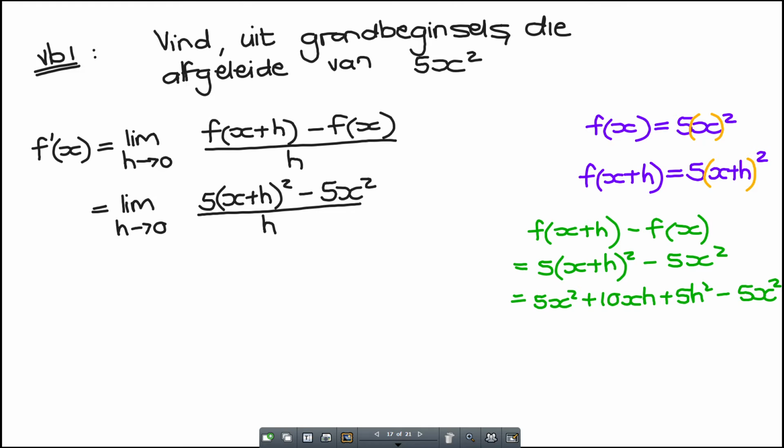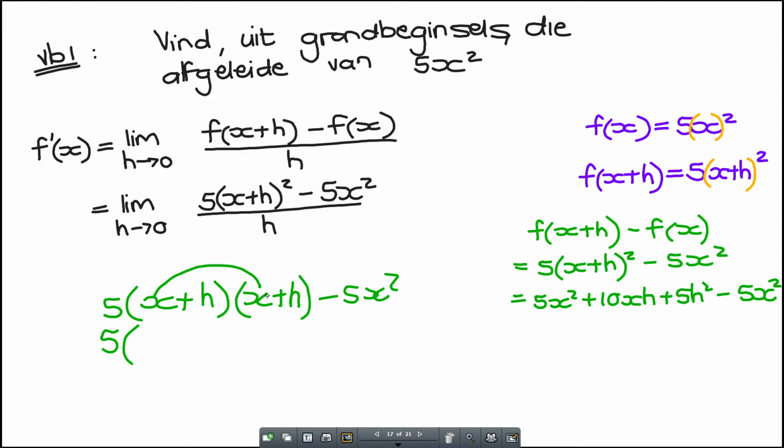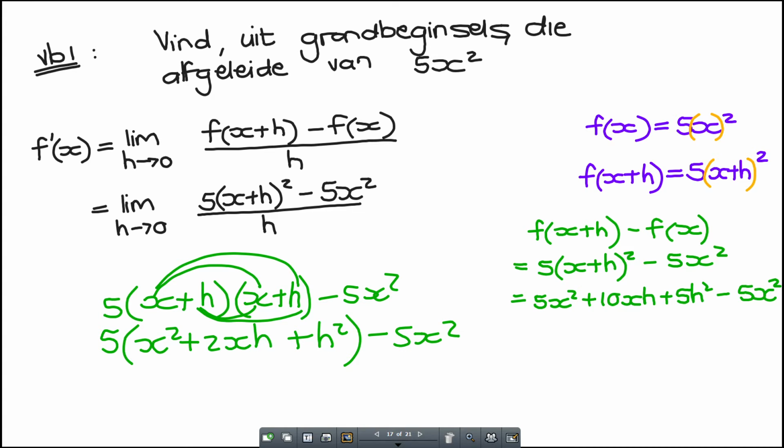Do you know how I got there? Okay, I'm going to write it here at the bottom where I've got more space. That's actually (x+h) times (x+h). And then I had to do this. x times x, x squared. x times h, so it will be 2xh, h squared. And then I multiply the 5 in. So 5x squared plus 10xh plus 5h squared minus 5x squared. Do you now see how I got there?